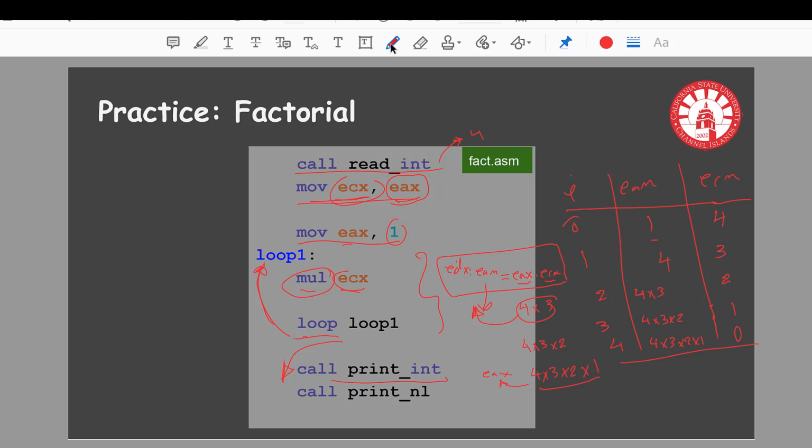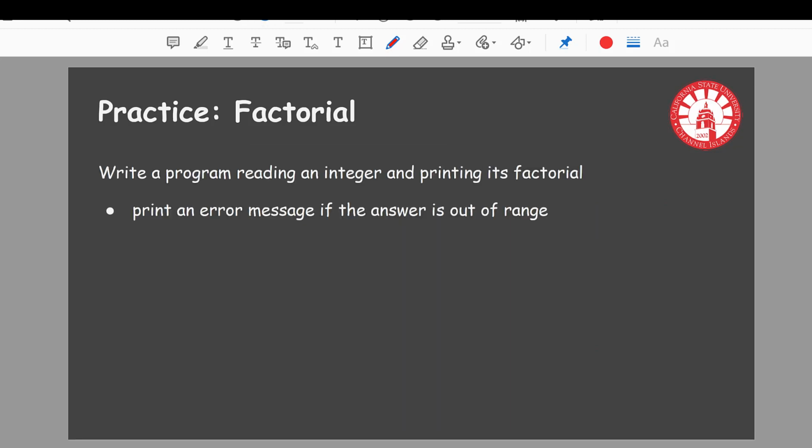Therefore, it is going to print whatever is in the EAX register, which in this case is 4 by 3 by 2, which is 24. And then it's going to print a new line, and the program is going to be terminated. Therefore, this program prints out the factorial for us.